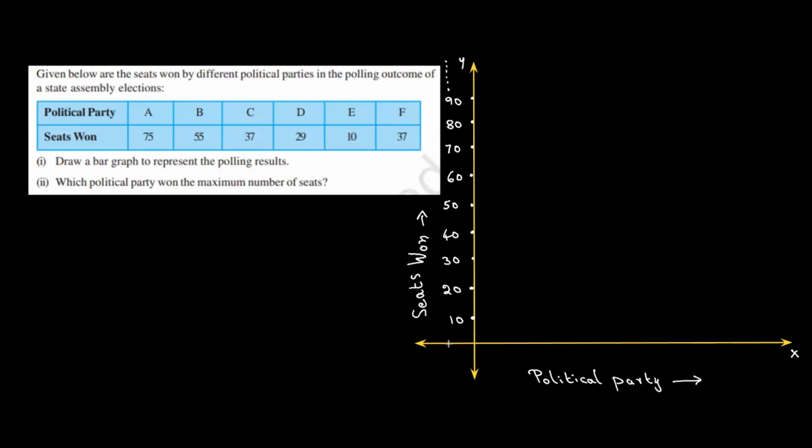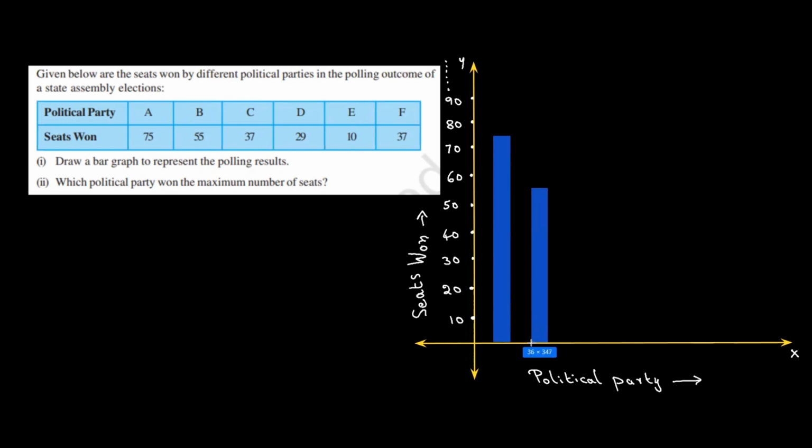Here, political party A won 75 seats. So I am taking 75, which you can find in between 70 and 80. Political party B, 55. We have to maintain an equal gap between the bars and equal width as well. So 55 means between 50 and 60, so we get till here.